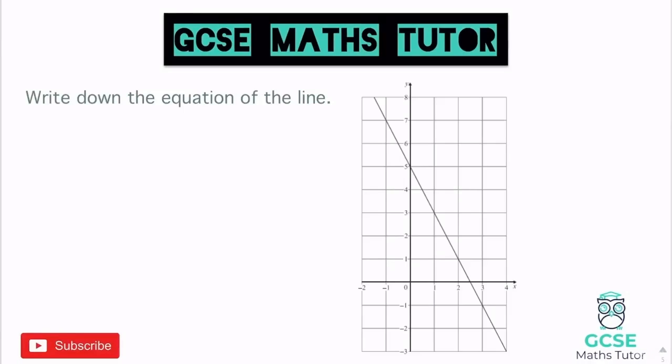Okay, so in this question we are given a line already drawn on a graph, and it says write down the equation of the line.